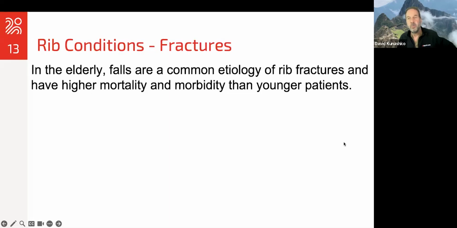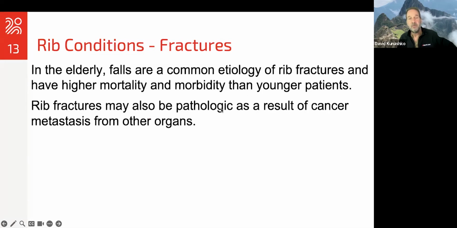Of course, we all know about these kinds of issues in the elderly. Falls are a common etiology of rib fractures, and they're associated with higher mortality, even morbidity, than in younger patients. And of course, this might be due to less dense bone, osteoporosis. And also, perhaps you might see pathological fractures due to weakening of bone, say due to cancer metastasis from other organs.